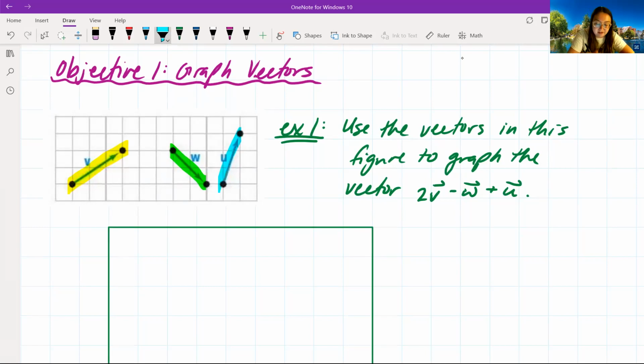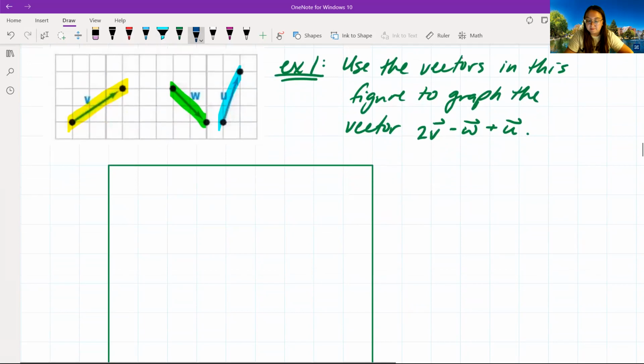We have each one of our different vectors here. Now, it's important to know how long and what direction each one of these vectors is going to be in. So let's begin by writing these out. We see our vector v is going to go up 2 and 3 to the right. So we know that this is our direction of v.